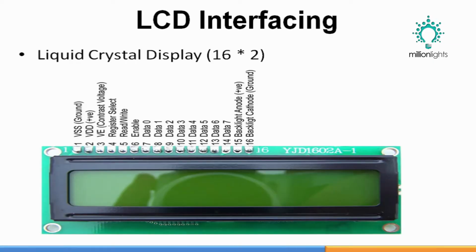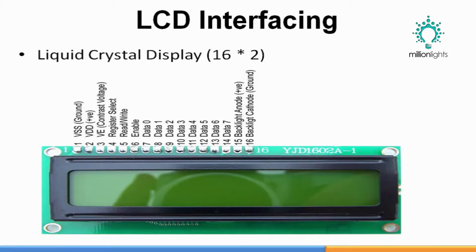Okay. Then the fifth pin is read write. Read write means you can either write data onto the LCD or you can read the data that is already printed on the LCD. Now in this case we are just going to write data onto it. We are not going to read the data that is available on it. Therefore we are going to ground this pin. Then the sixth pin is enable. To enable the LCD we will use pin number 6.